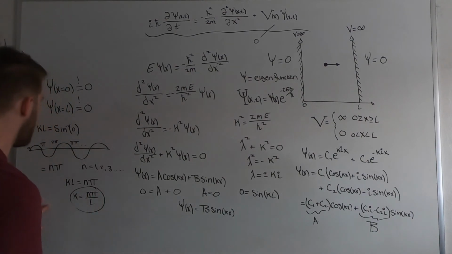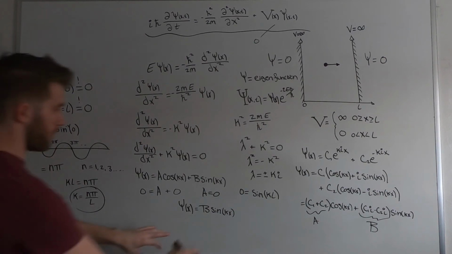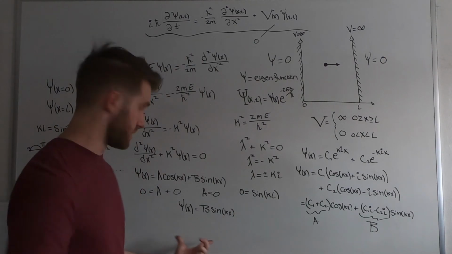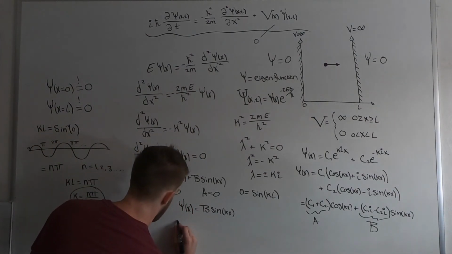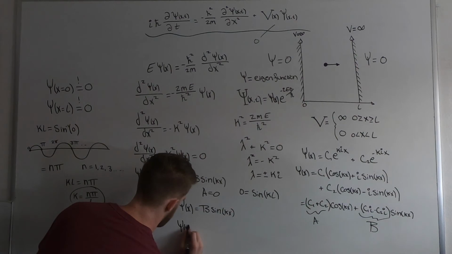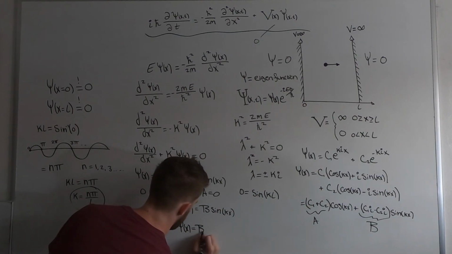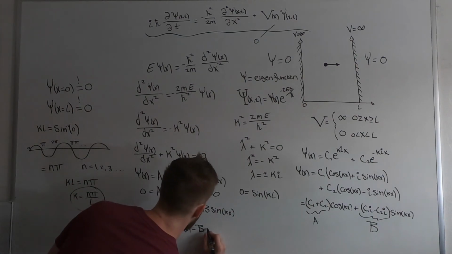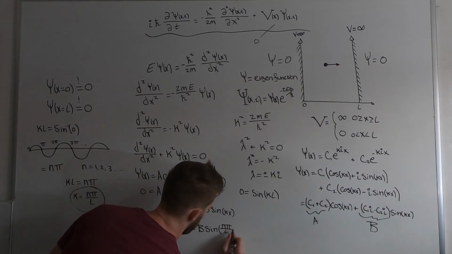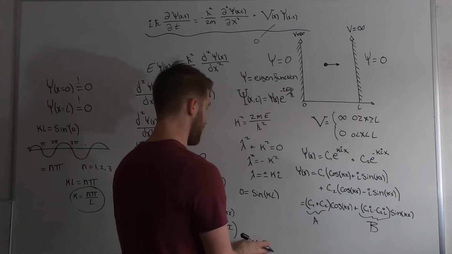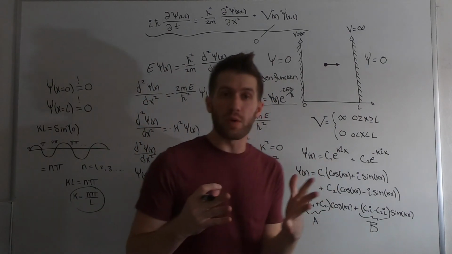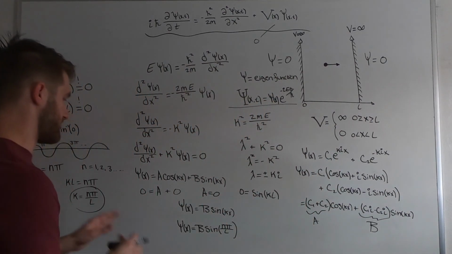We can now take what we had in our general solution and plug our k factor back in, and we just have psi of x is equal to b, our coefficient, times sine of n pi x over L. This is our general solution. This does tell us a lot about the system, but there's also another way of representing this solution.